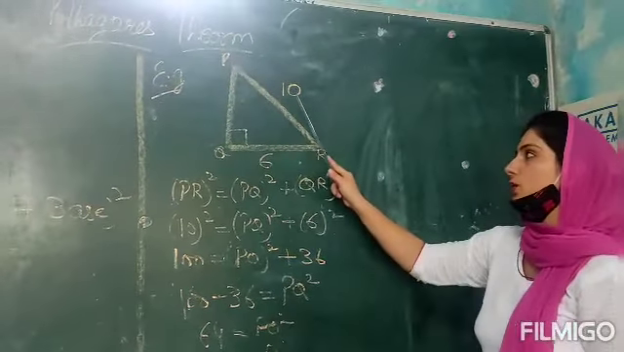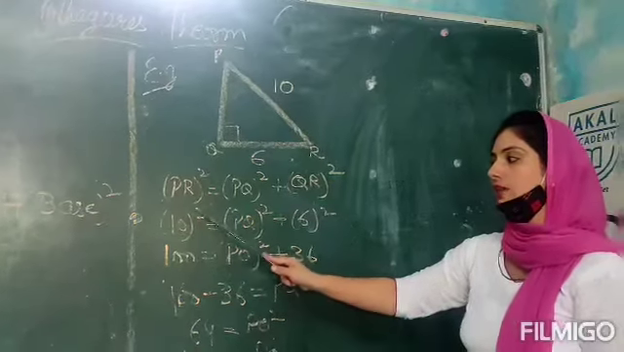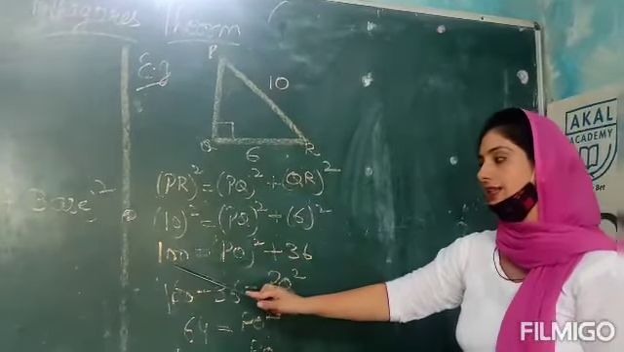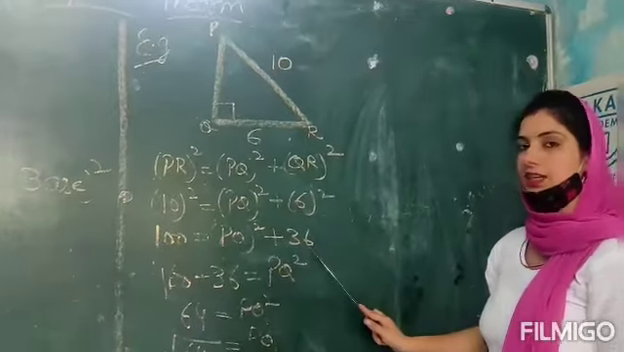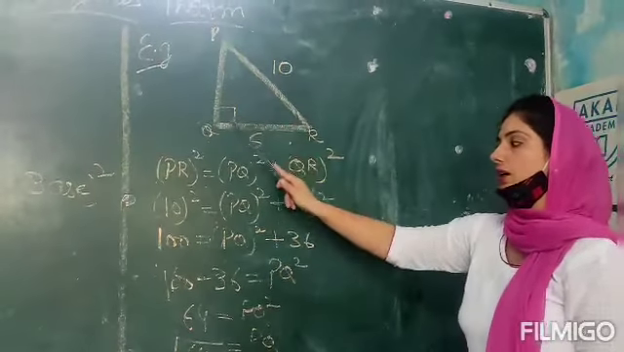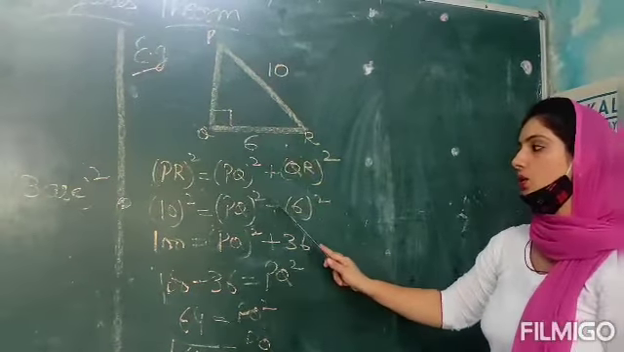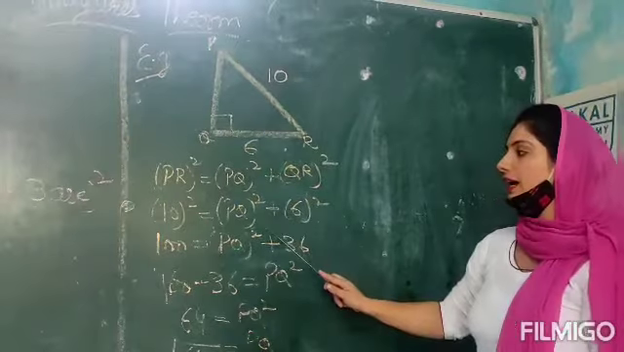Now fill the values here. Hypotenuse is 10 square, that is 100. 10 tens are 100. QR square, 6 square is 36. Perpendicular is not given, so we write here PQ square. How can we find PQ?